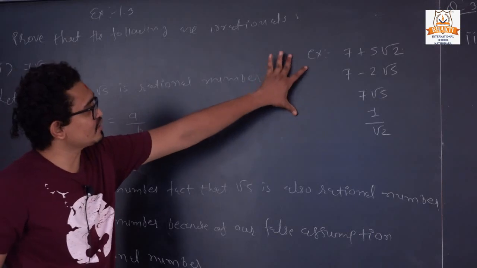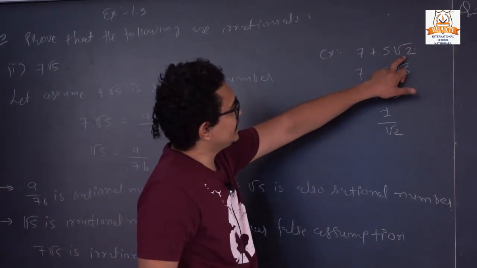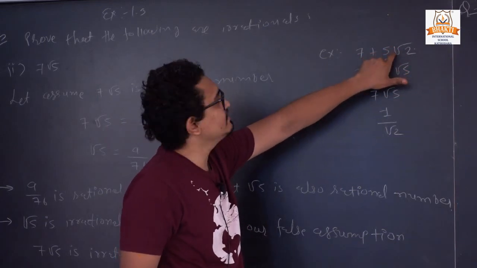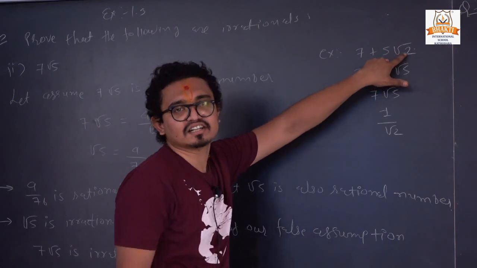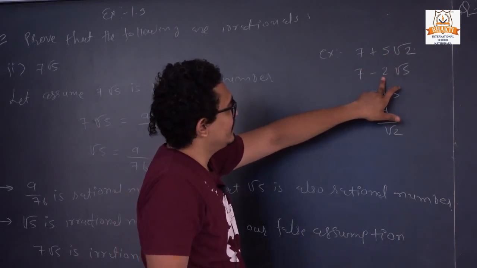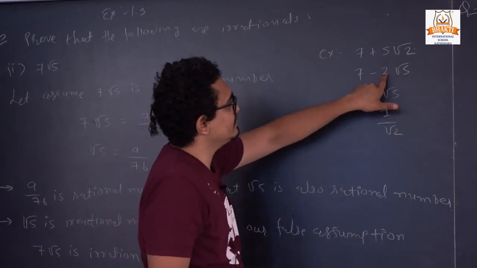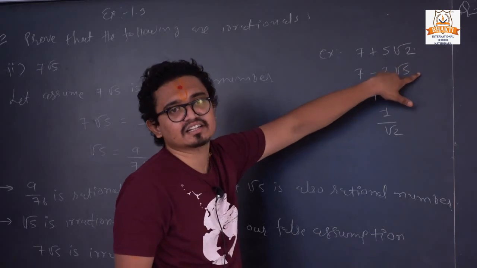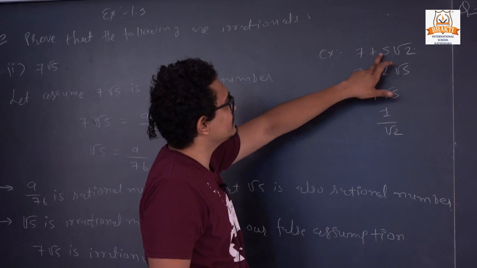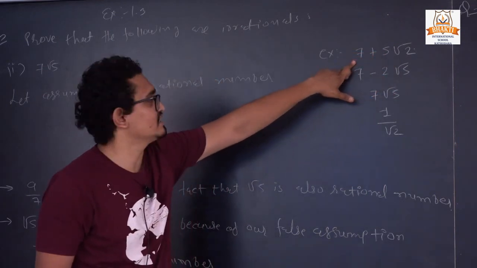From all these sums, what is the one common thing? If an irrational number is multiplied with any rational number, the answer is always irrational. And here once again, one is rational and one is irrational. So if it is multiplied with the rational, the answer will be irrational. If we add this number to any rational number, the answer is always an irrational number.